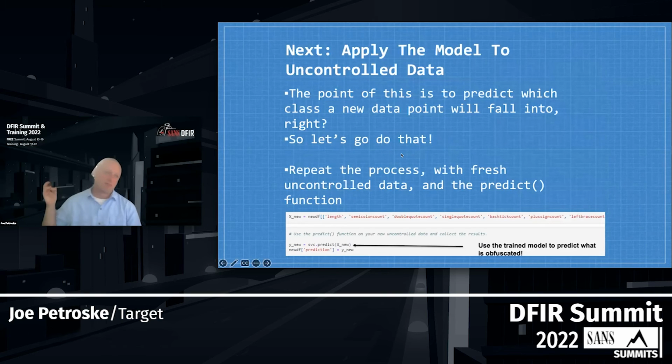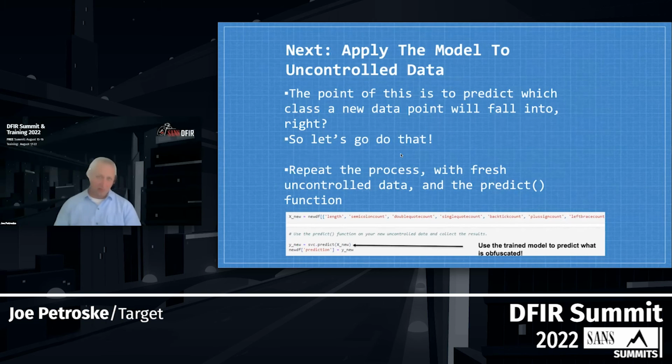So at this point, we have a trained model. We've tested its results. We've gone and looked at how effective it was, maybe gone back and done some tweaking to get this thing exactly dialed in the way we wanted to. And now it's time to go apply the model to some new uncontrolled data. In other words, we're going to be actually doing hunting with this.